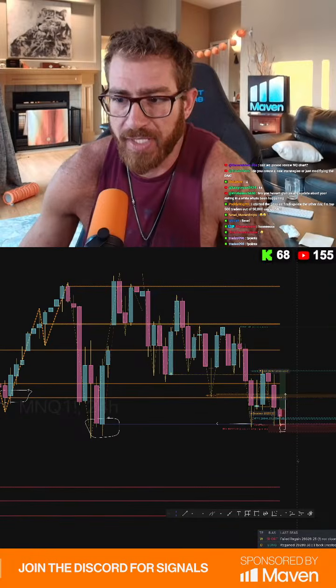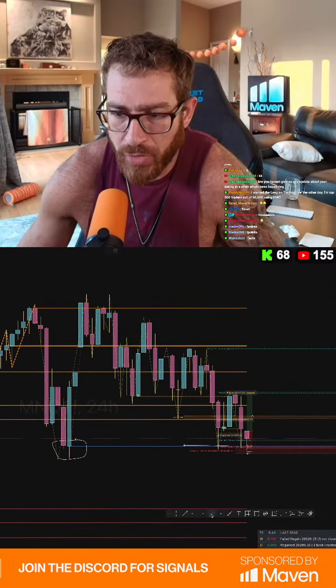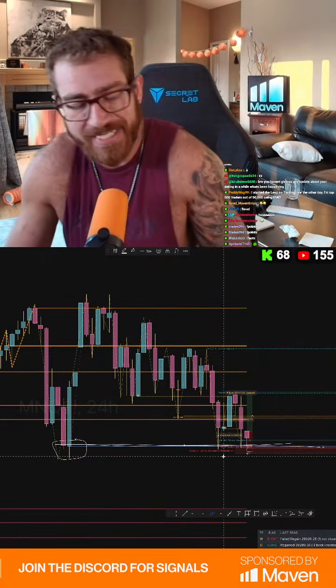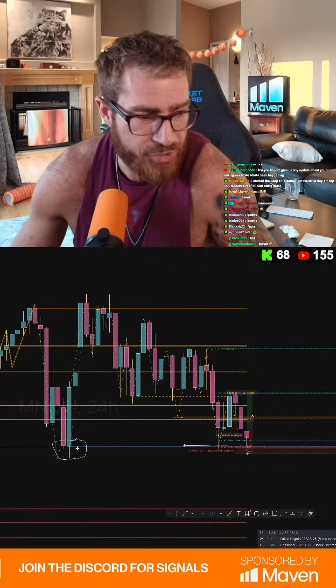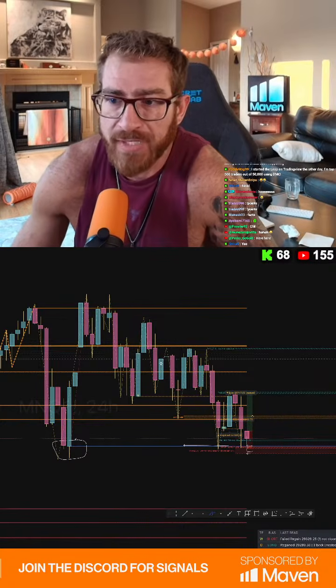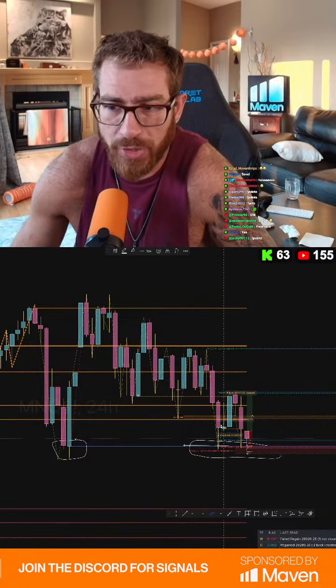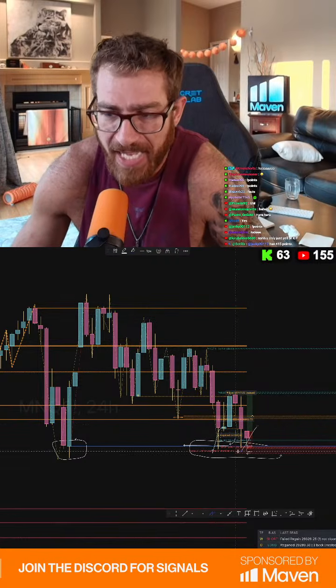So what is going on in the NQ? There is one level on the chart right now that is the most important level. It is this blue line, okay? It is the daily origin, okay? That's what I call them, the origin. This level has to hold. Notice how they keep bouncing off of it. It has to hold, okay?